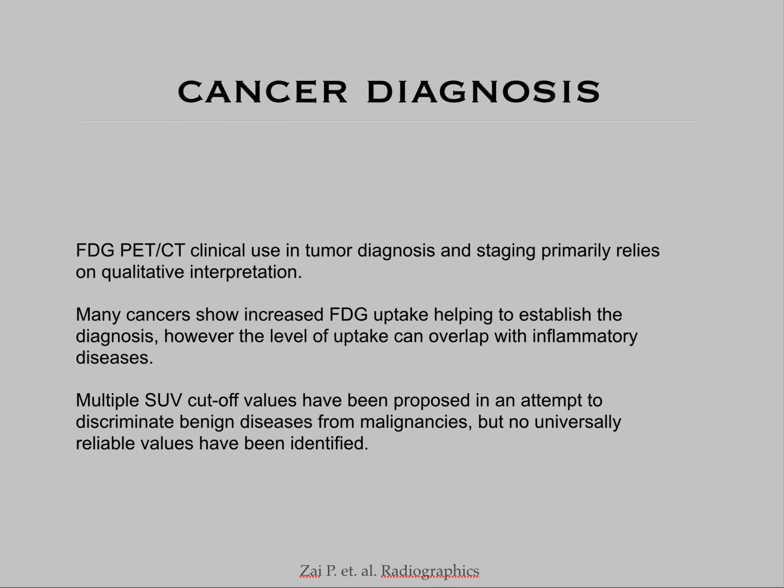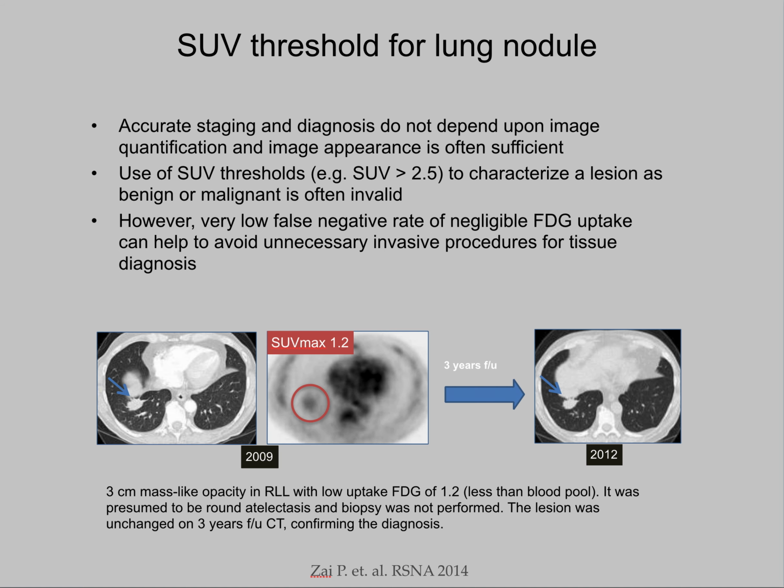So for diagnosis of cancer, we primarily rely on qualitative interpretation, but it's also extremely important to understand the tumor biology and what we're actually trying to accomplish. Many different cutoff values have been proposed over time, but none of them really work. And for example, however, and we'll illustrate this.